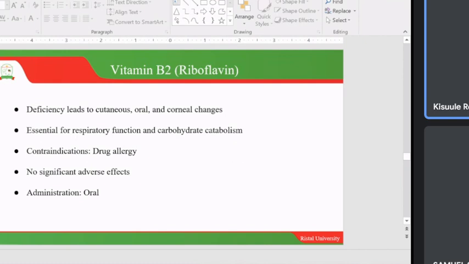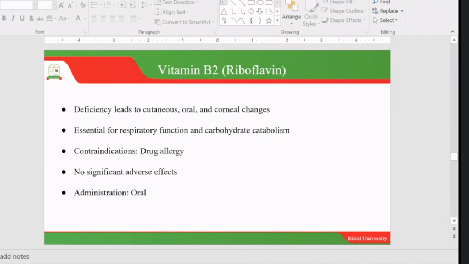Now let's shift and look at riboflavin, or what we call vitamin B2. And we are saying riboflavin deficiencies could lead to cutaneous or corneal changes, and it is essential for respiratory function, and also catabolism. Still, you could talk about it as being crucial to metabolism and so on. So they are key for converting the macronutrients when we take in the carbohydrates, turning them into usable energy.